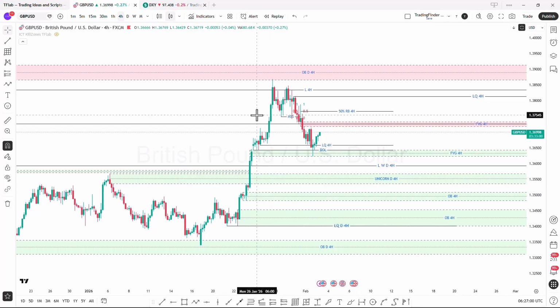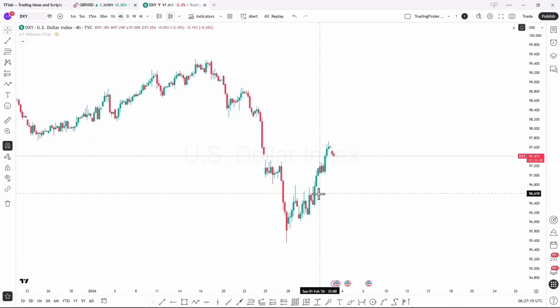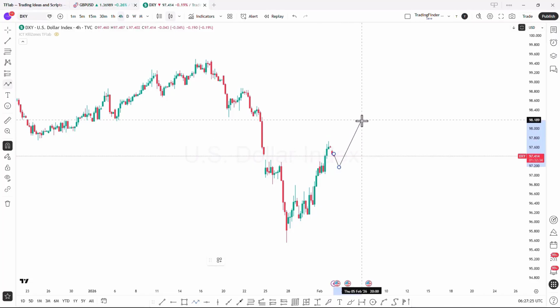Also, with the release of the ISM manufacturing PMI data, we see that the data, compared to the previous and the forecasted numbers, have been released exceptionally well, which has strengthened the DXY index in the market. It is predicted that the DXY index may have a short-term slide downward and then return to its trend, continuing its upward movement toward the 98.153 range.